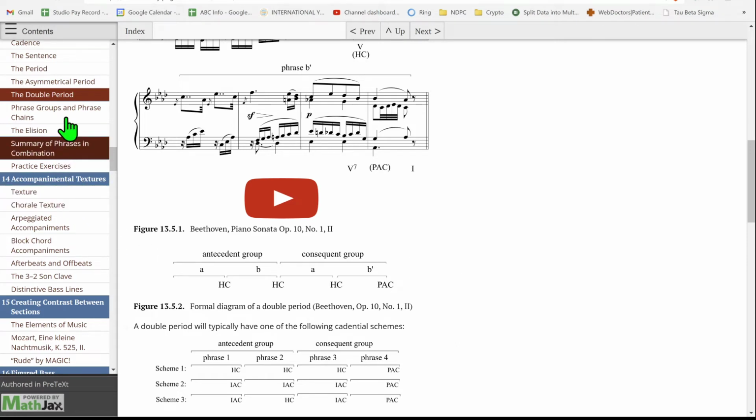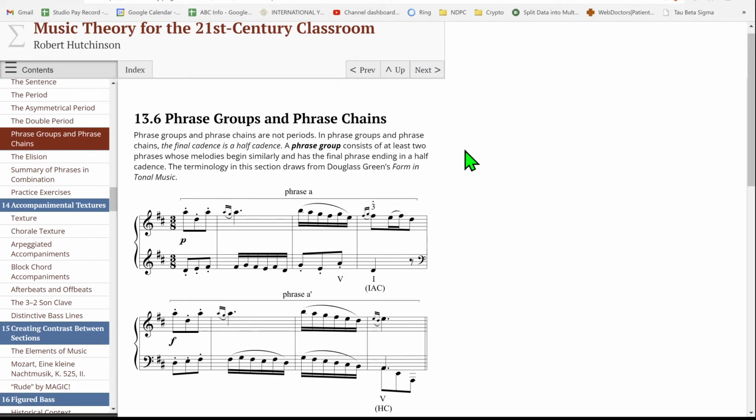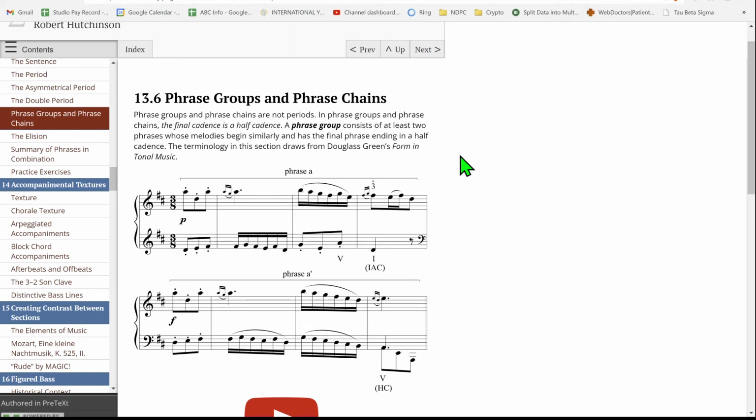Let's go to the phrase groups here. So I don't know how it's being taught in your textbook, but different textbooks teach it differently. And this one, I don't like the definition that most textbooks give for this, but phrase groups basically are what I just described. When I said that you can have like 3 phrases together, some people call that not a period anymore, but they'll call it a phrase group.